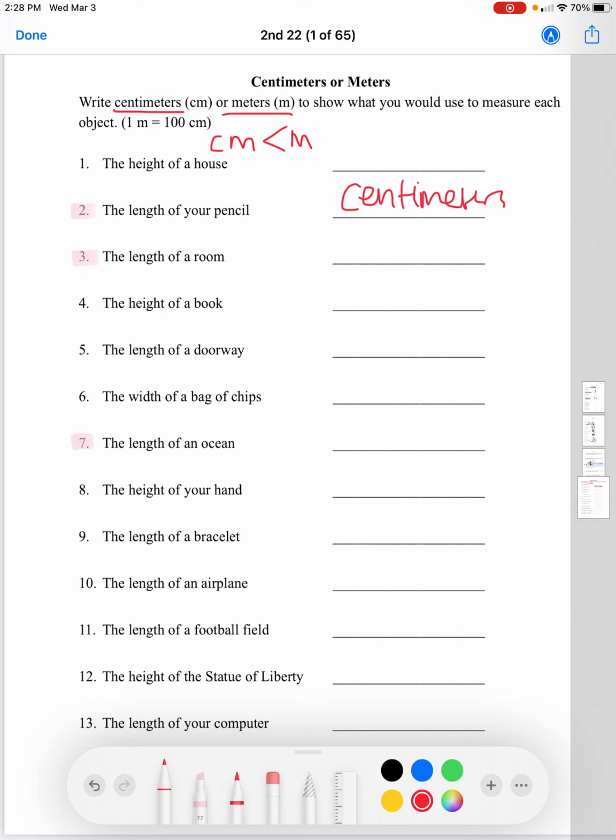A meter you can think of as big as if you stretch out your arms to the sides. That's around how big a meter is, maybe a little smaller, but you can use that as a reference. So now if you want to measure the length of a room, because the length of your room is very big, you would use meters instead because it's more convenient than using the tiny centimeters to measure the entire length of a room. And then lastly, the length of an ocean, which is much bigger than your room, you would use meters.